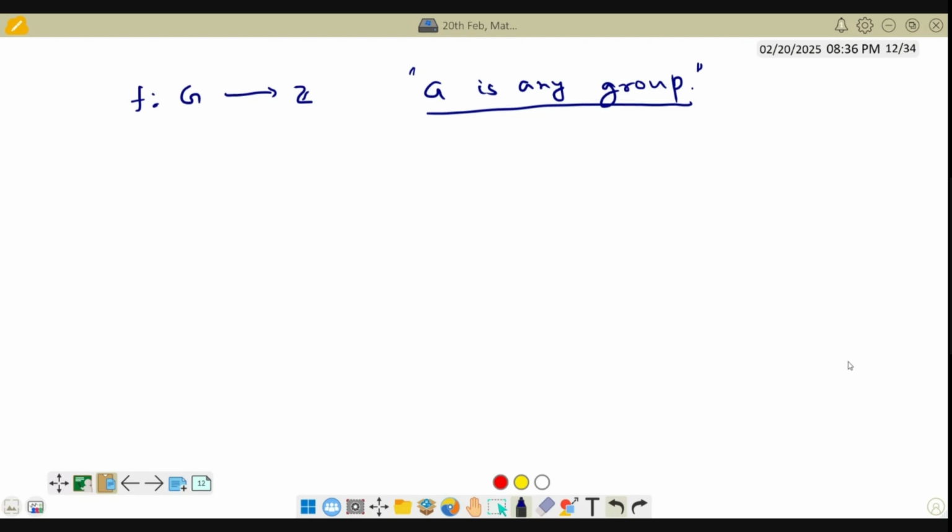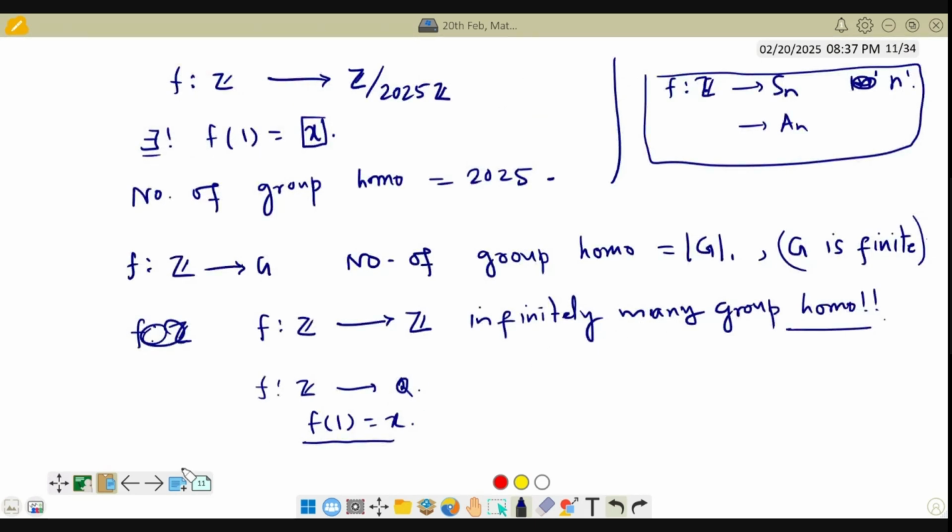So we can go with x goes to the order of x. Will it be a homomorphism? No, sir. Multiple elements will have the same order. Not only that, if you take G to be Z in particular, then we have seen that this has infinitely many homomorphisms, right?